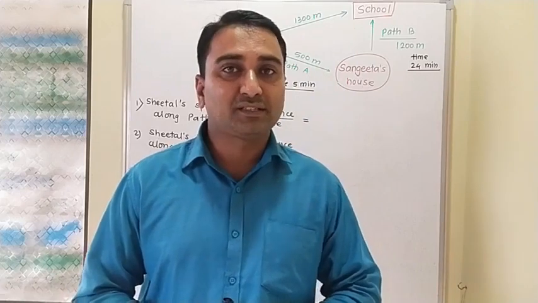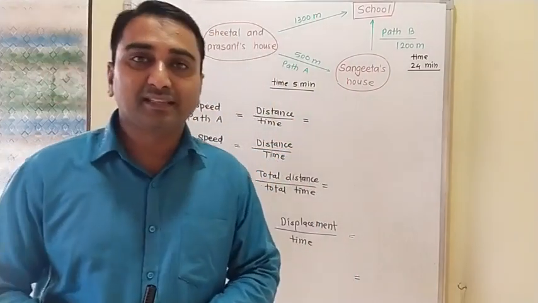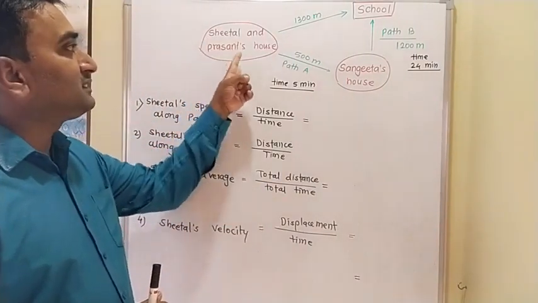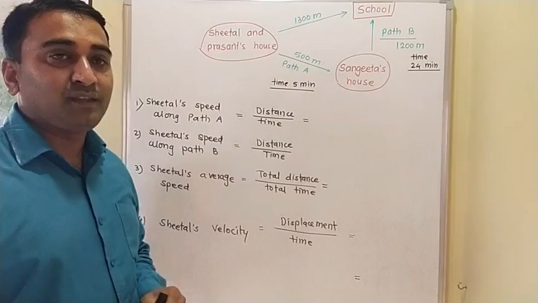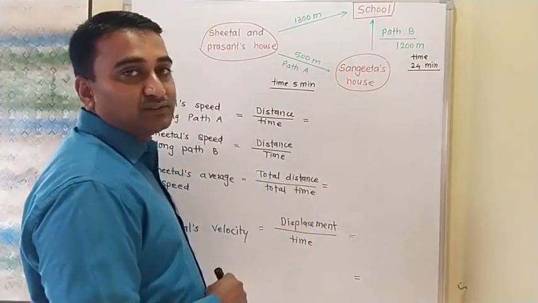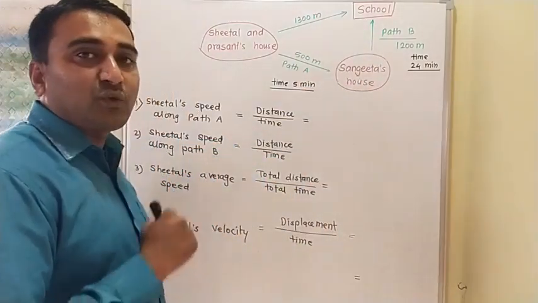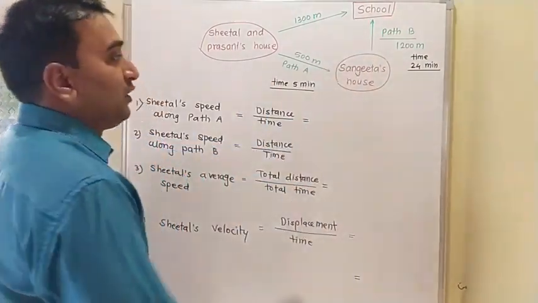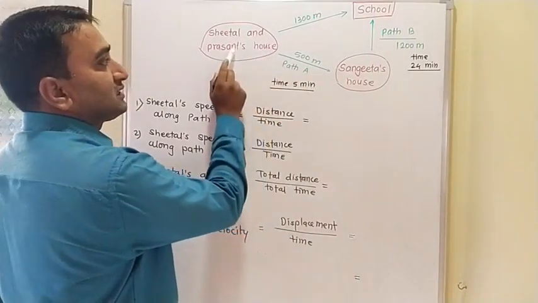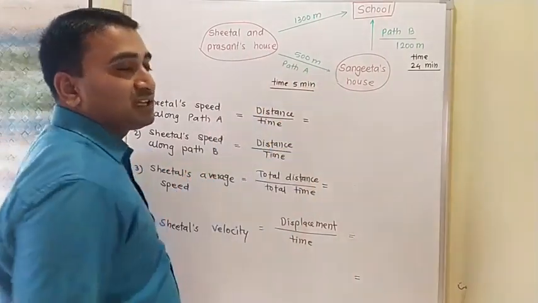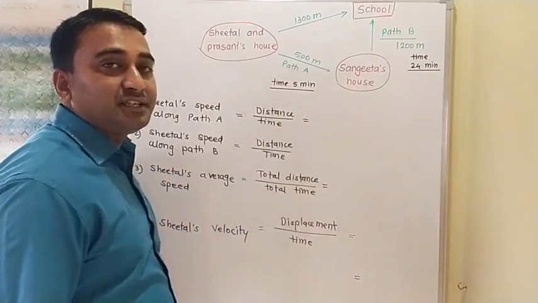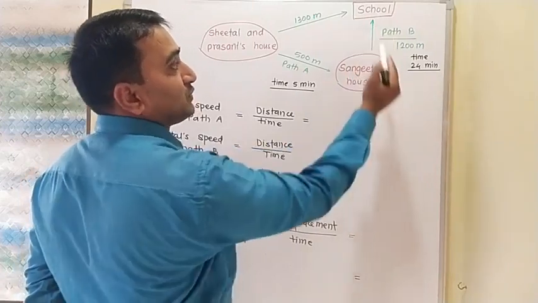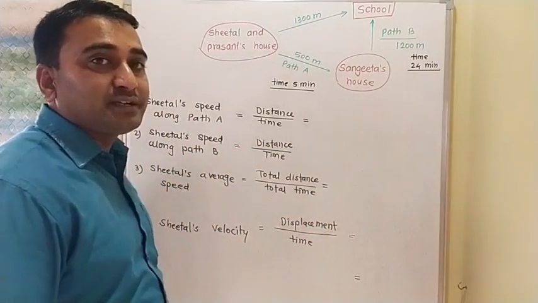See, which are these points? First, we are starting with one example. What is this example? It is Sheetal and Prashant's house. Here we have Sangeeta's house, and here we have the school. So three locations are there: location A, location B, and location C. What is the distance between Sheetal and Prashant's house to Sangeeta's house? It is only 500 meters. Now Sheetal's house to Sangeeta's house to school distance is 1200 meters.